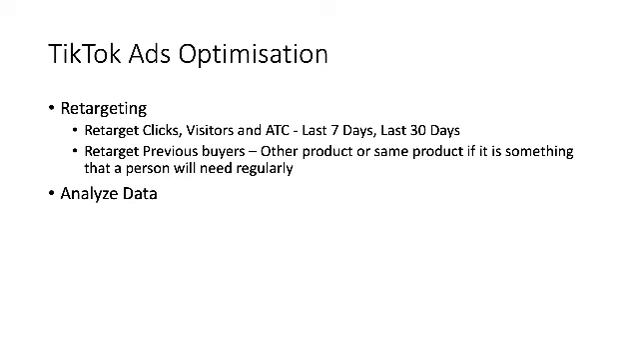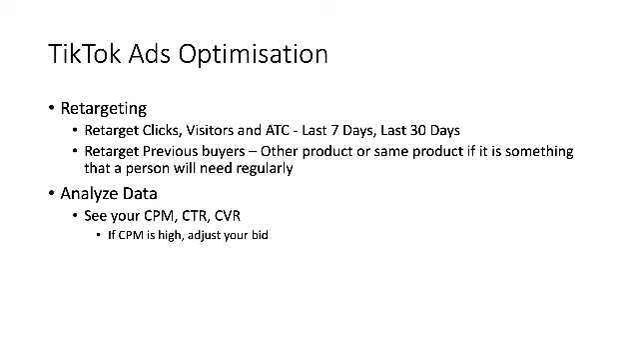Second is analyzing your data. So understand your CPMs, your CTRs, and CVRs. Your CPM is your cost per mille. If this cost is high, then you need to adjust your bid. So try lowering your bid and see if your CPM reduces.